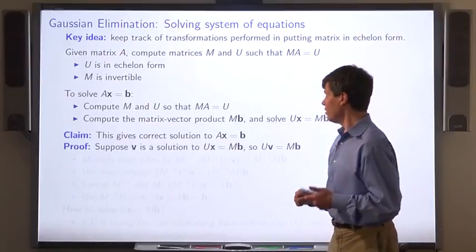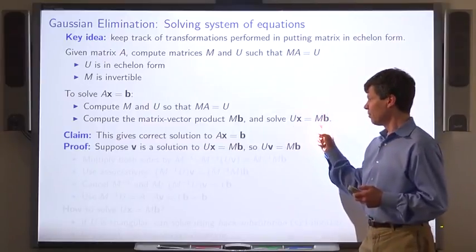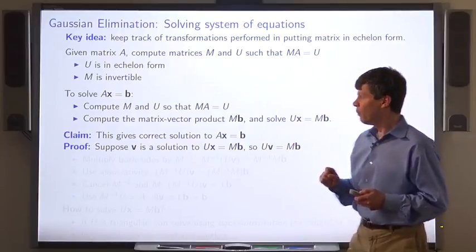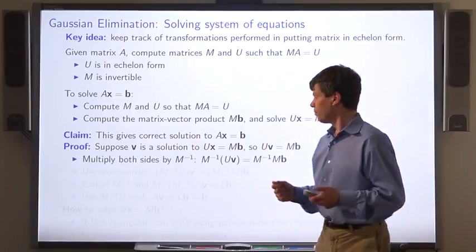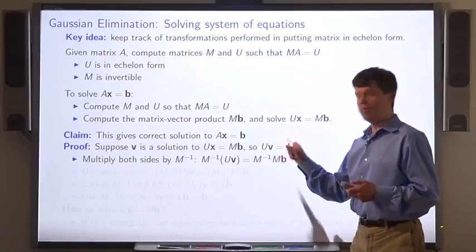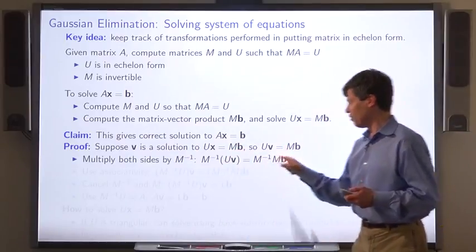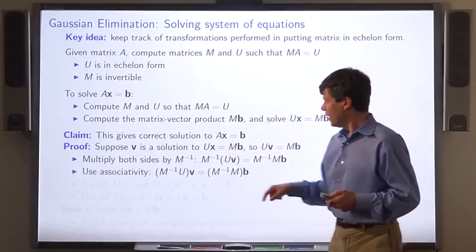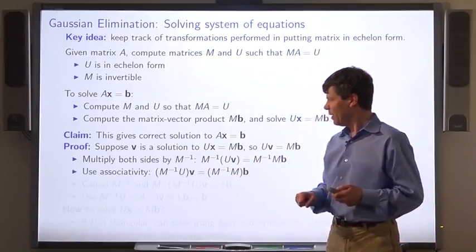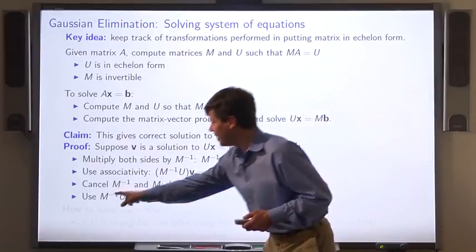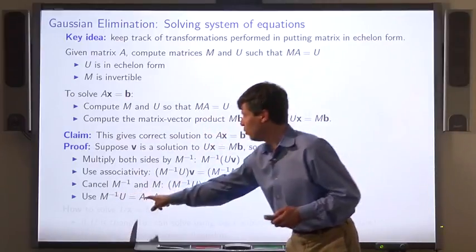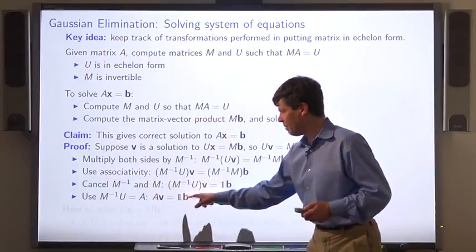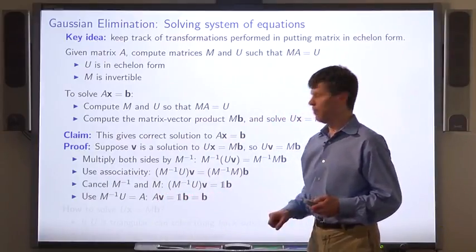Well, suppose V is a solution to this equation. So U times V equals M times B. Now, M is an invertible matrix. Here's its inverse. Multiply both sides of this equation by M inverse. Now use associativity to reorganize it. And notice that M inverse times M is the identity matrix. And use the fact that M inverse times U equals A. This shows that A times V equals the identity matrix times B, which is B.